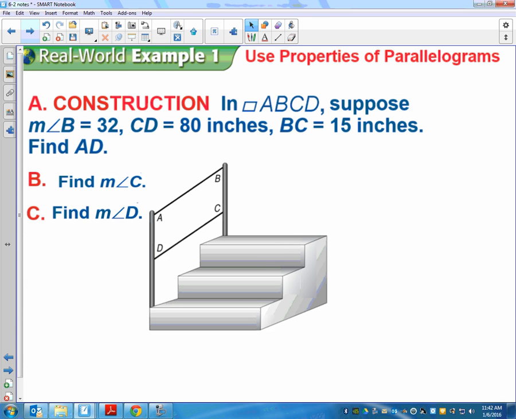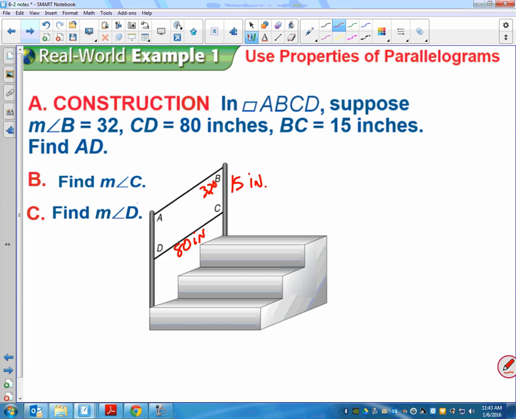Alright, so it says this is a symbol for parallelogram. So they're telling us that this is parallelogram ABCD. They tell us that angle B is 32 degrees. They tell us that AB is 80 inches. And they tell us that BC is 15 inches.